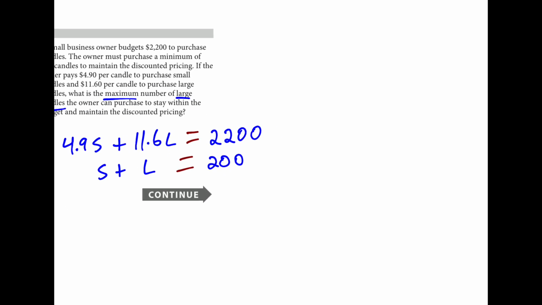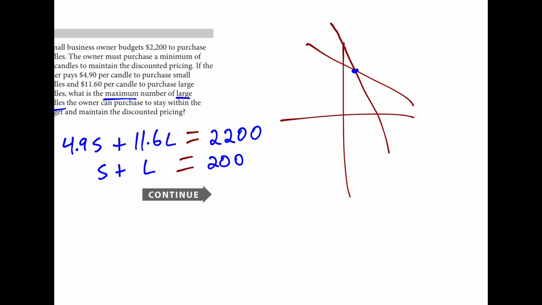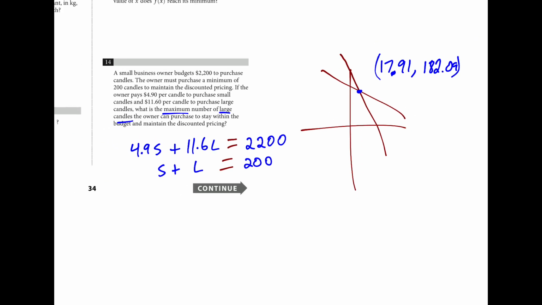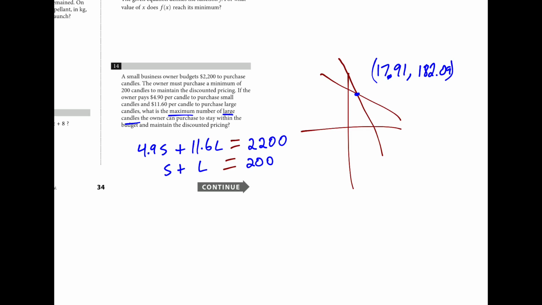One method is to graph this. If you're in Desmos and you graph this, you will have two lines that will cross up here somewhere, kind of like this. And that intersection is at 17.91 and 182.09. What does that tell you? That tells you that if you had exactly 17.91 small candles and 182.09 large candles, you're being as efficient as possible. However, can you buy part of a candle? No. So we're going to take the large candle and round down to the nearest whole number, 182.